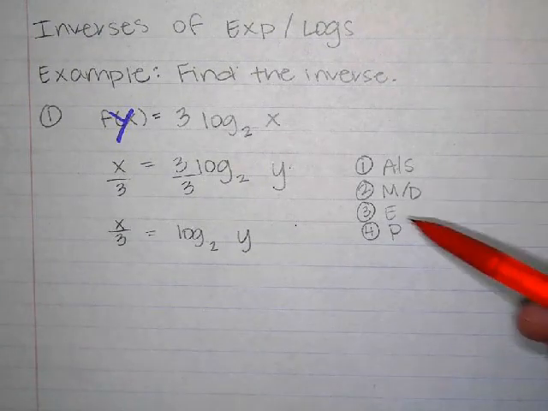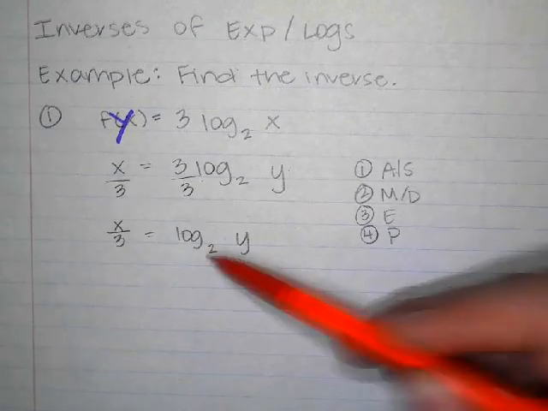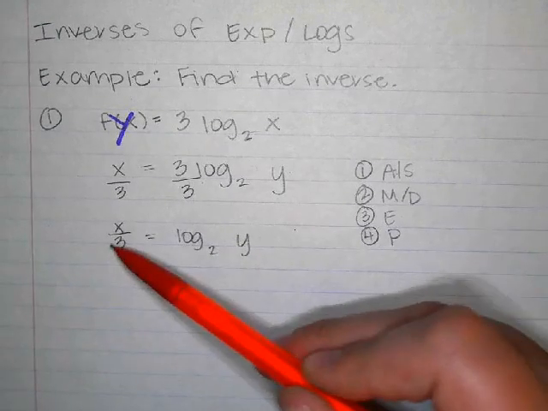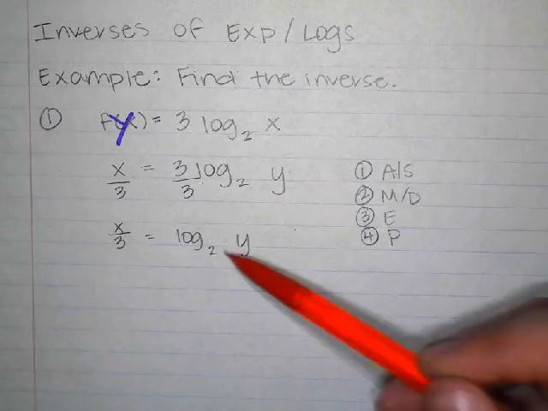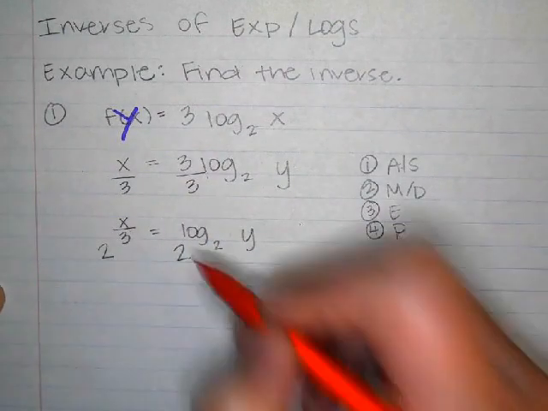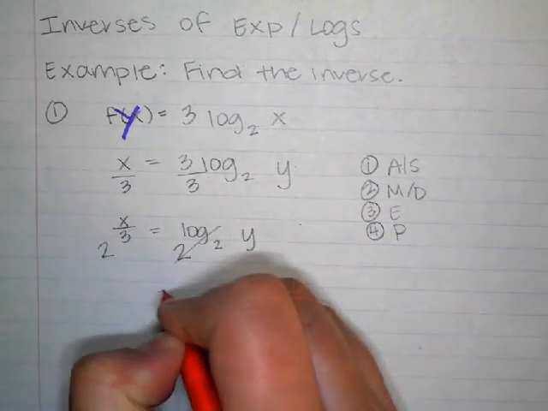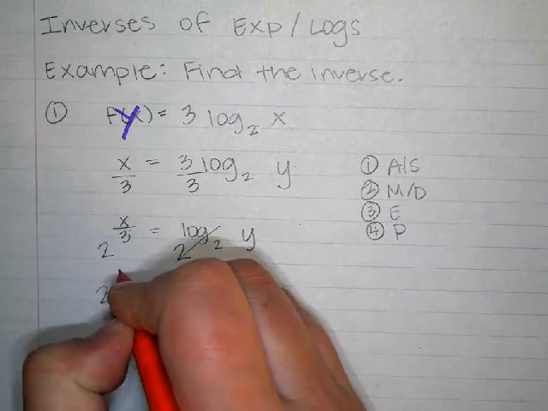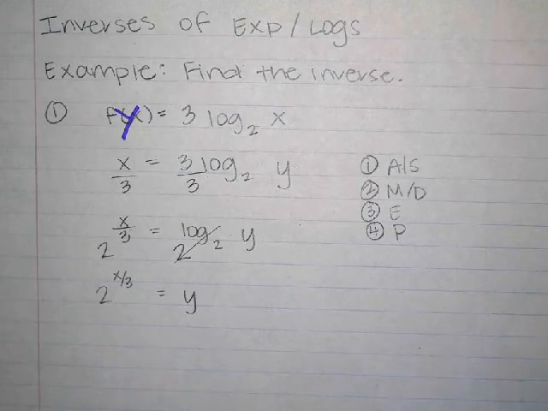Okay, is there anything in the problem we could do that has to do with exponents? The base 2. We have a log base 2 we want to get rid of to help get the y alone. And if we put a base of 2 on each of these problems and make this an exponent, then that would get rid of the log base 2. So I'm going to put a base of 2 on the left side and a base of 2 on the right side. And then that's going to make those two things cancel. And then the y is going to be all by itself. So we have a base of 2 to the x over 3 equals y.